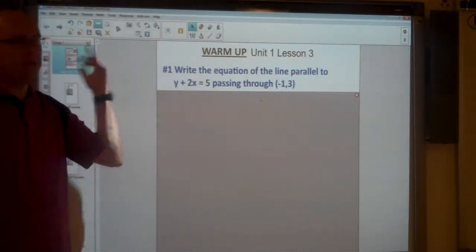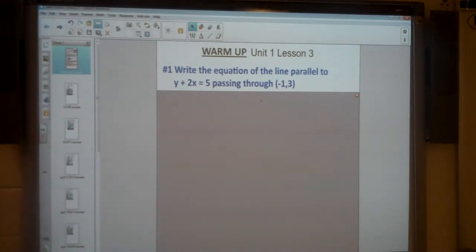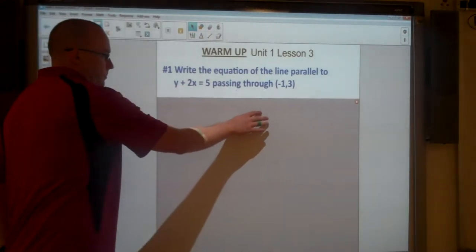Now if you want to find the slope of a line, it's easy to do that if it's in slope-intercept form, which is what you learn in Algebra 1.